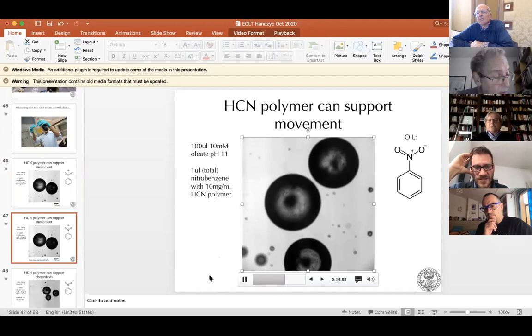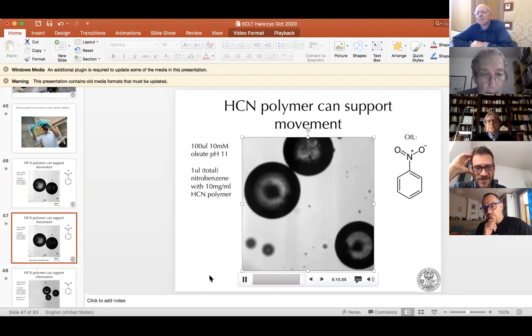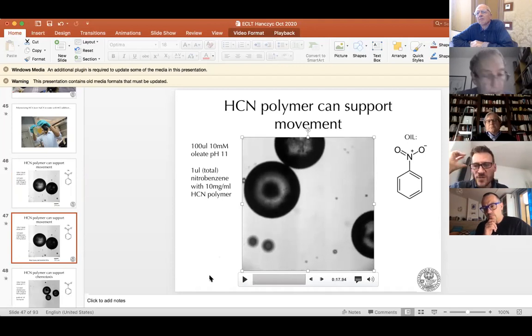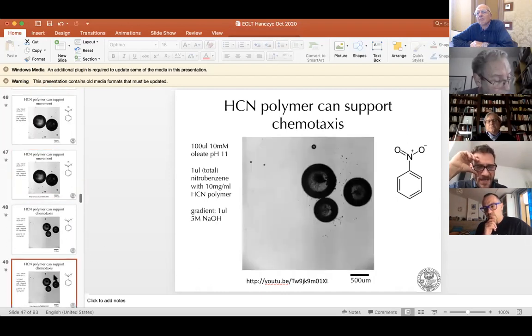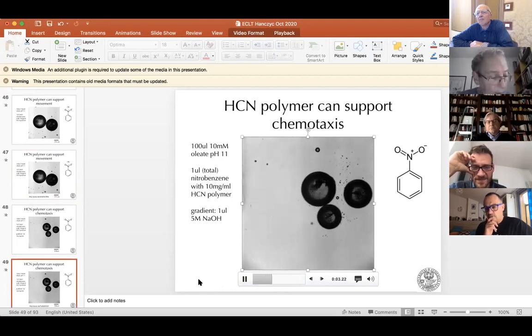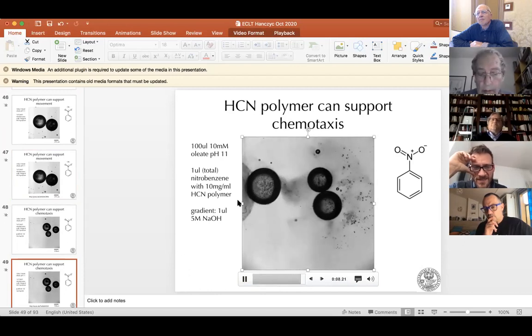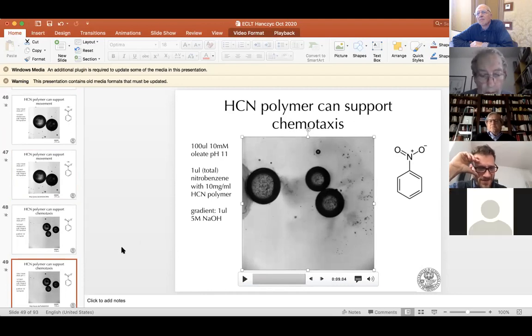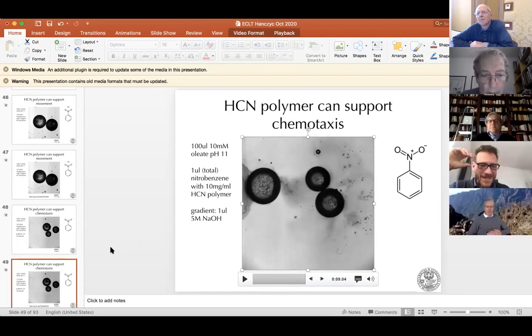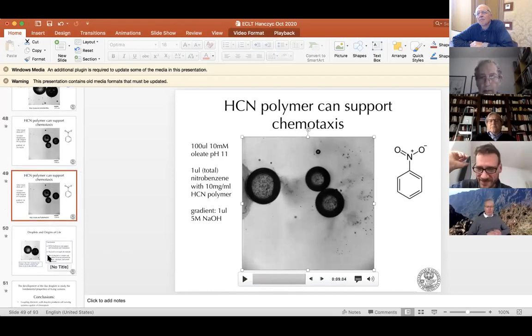Within the first few seconds, they start to convect and start to move around in the system. The movement is very, very slow compared to the anhydride system, but it's still there. And we also see some chemotaxis, like we saw with the previous systems. Here's the chemical gradient. They also appear to be sensitive to the chemical gradient and able to convect directionally into the gradient to a certain extent. Compared to the pure systems, it's not as good, but it still does work.